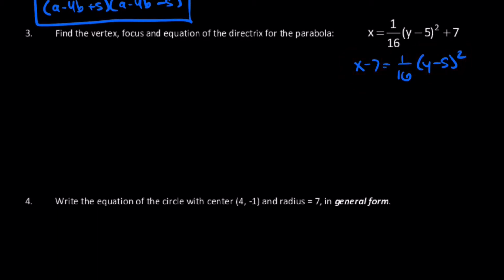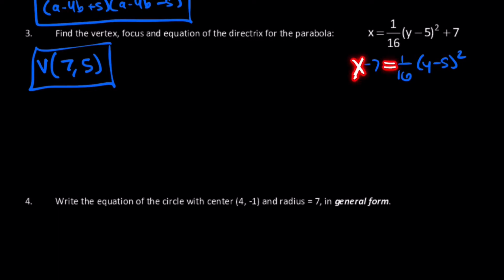Now I can identify that vertex easily. It's going to be the opposite of what's with the 7. Or sorry, what's with the x. So that's 7, comma, the opposite of what's with the y. So that's 5. There's your vertex. Now the next thing you need to understand or memorize is that if your equation is x equals y squared, what does that parabola look like? Does it open up, right, down, or left? Well, an x equals y squared opens to the right.